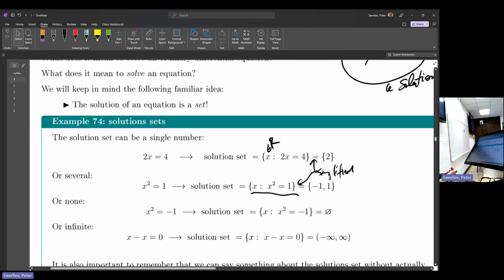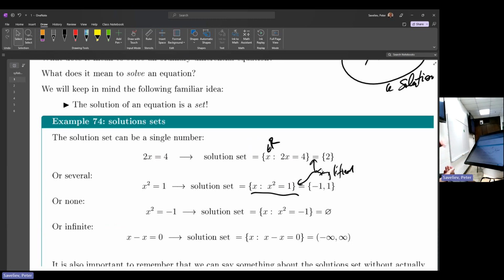Okay, this one is another extreme situation. x minus x equal to 0. Every x satisfies it, so every number is a solution. So if the solution sets are this complicated among numbers, then you can imagine that among functions it will be even more complicated. But at least these are the main possibilities: 0 solutions, 1, 2, and infinitely many. All of these are possible.